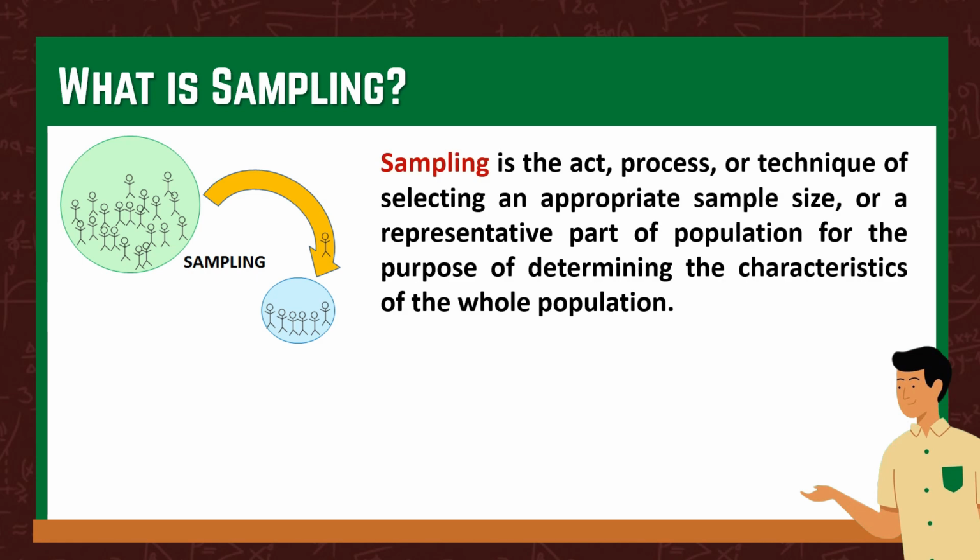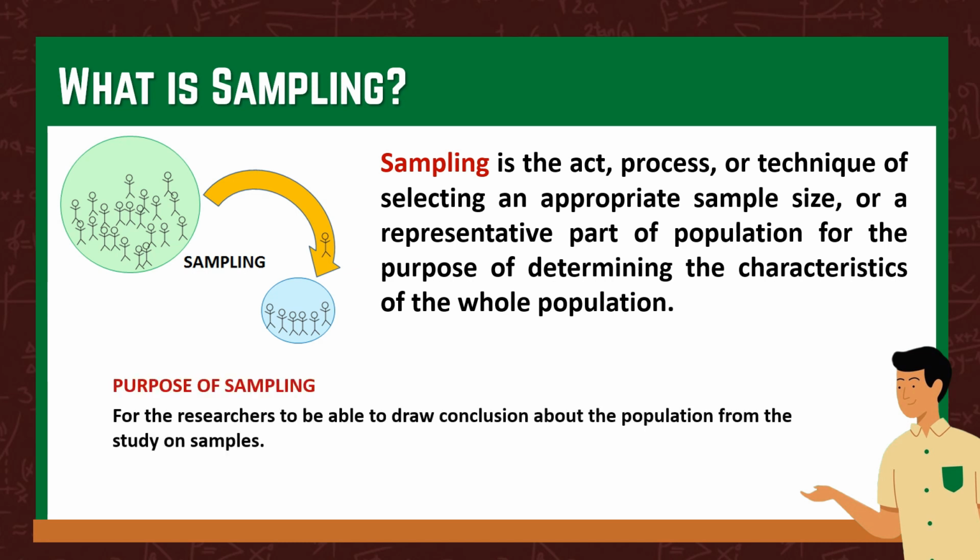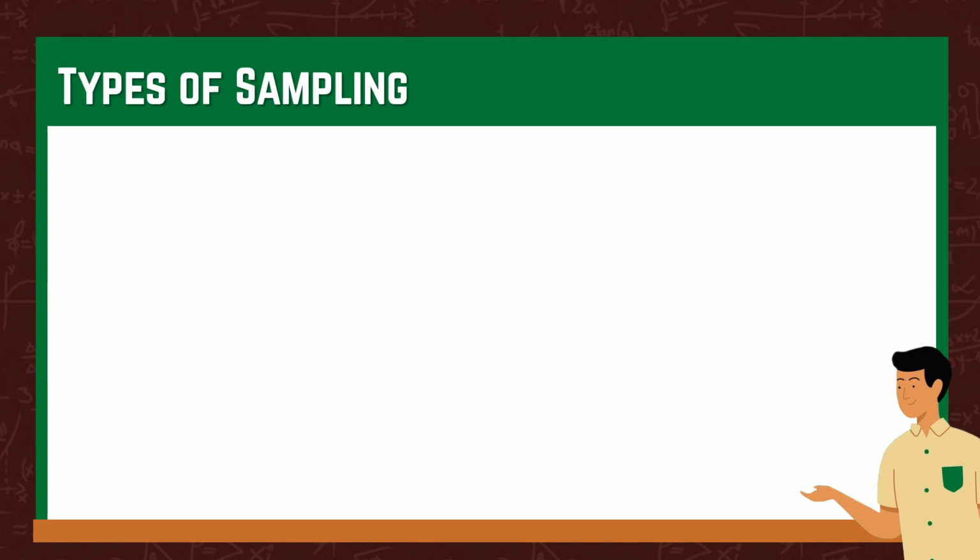Sampling is the act, process, or technique of selecting an appropriate sample size or a representative part of population for the purpose of determining the characteristics of the whole population. Sa sampling, ang makukuhang findings o conclusion from the sample is a general conclusion for the whole population. There are two types of sampling.